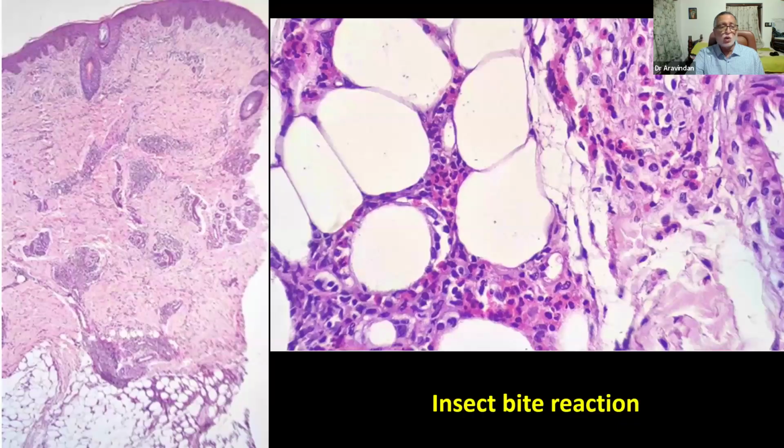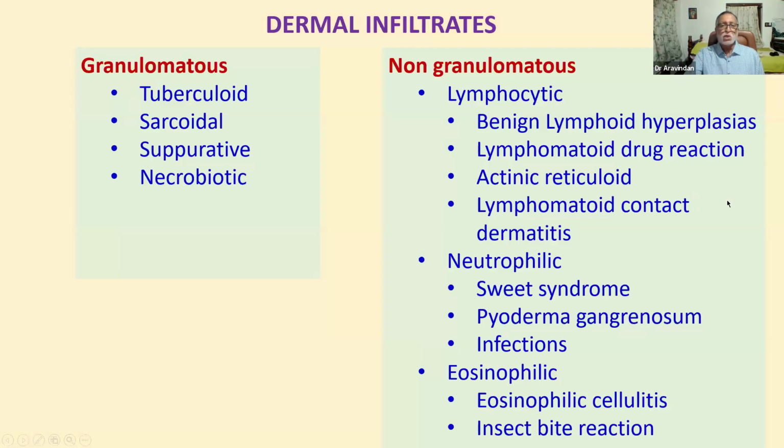Another condition in which again you can find a lot of dermal infiltrate along with plenty of eosinophils is insect bite reactions. This is arthropod assault reactions or insect bite reactions, or papular urticaria, they are also called. Plenty of eosinophils are again seen. And so dermal infiltrates can be granulomatous or non-granulomatous, and the non-granulomatous can be lymphocytic, neutrophilic, or eosinophilic. Within each of them you find different conditions, entities.